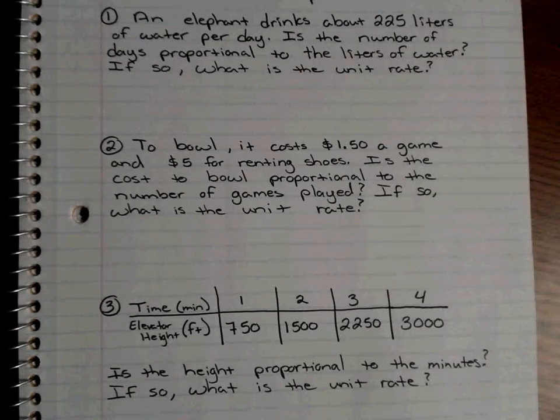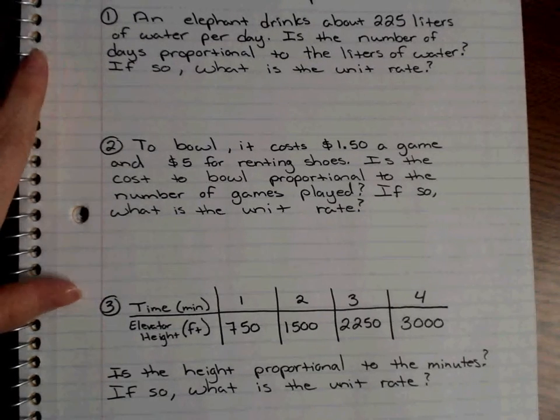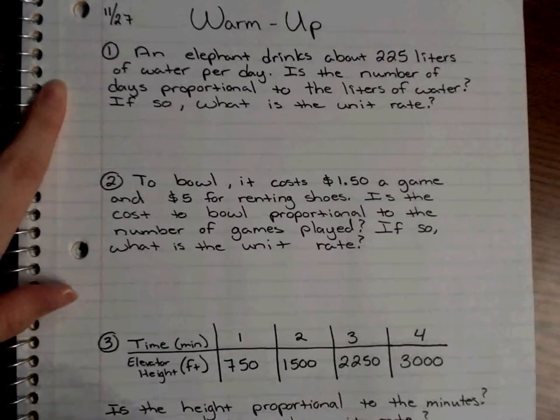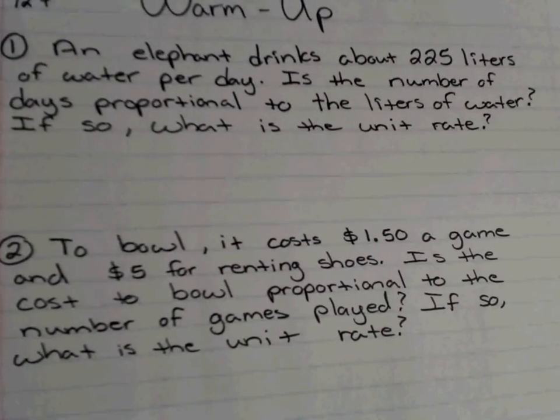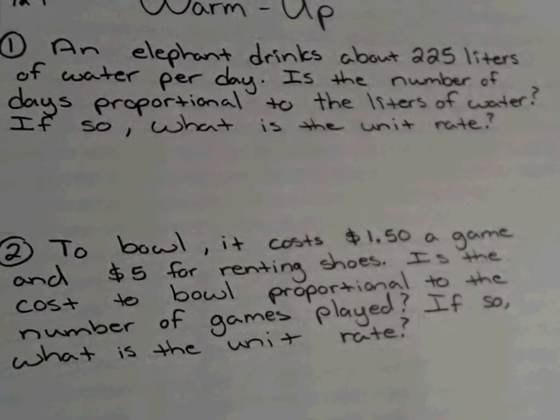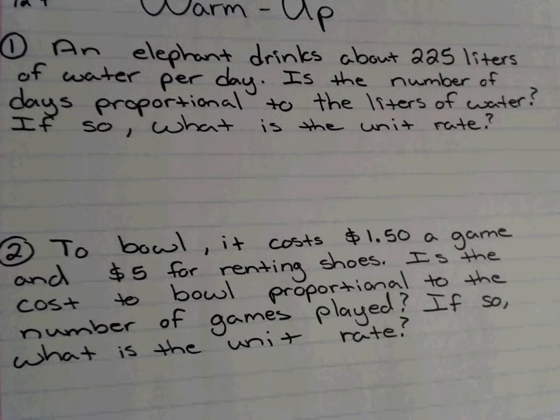Okay, let's go ahead and go over this. It says that an elephant drinks about 225 liters of water per day. I want to know, is that going to be proportional? The number of days, is it proportional to the liters of water that the elephant's going to drink? If it is proportional, what is the unit rate going to be?